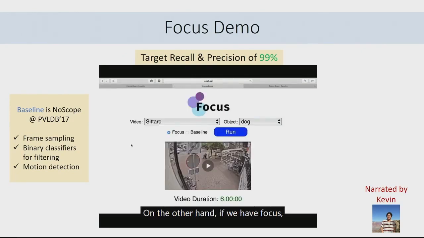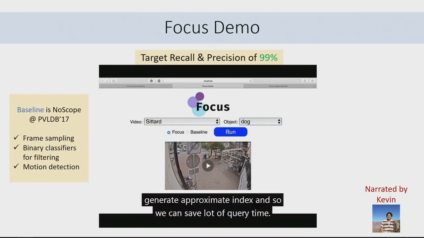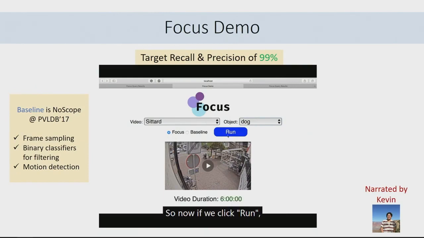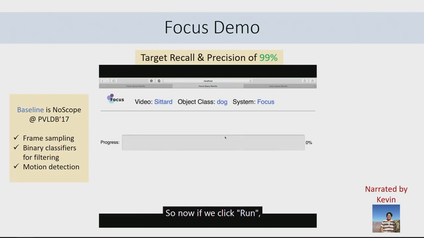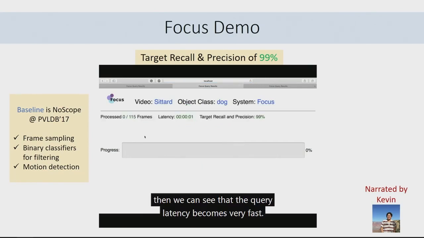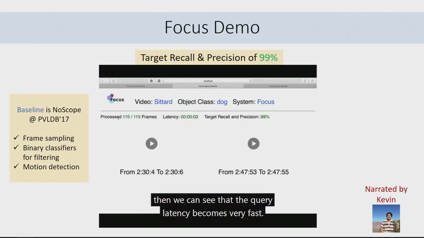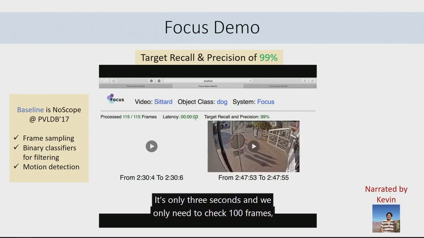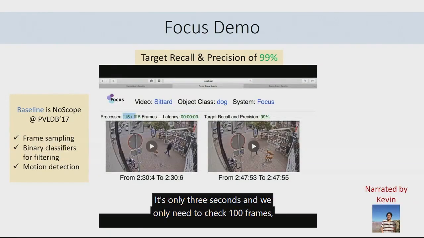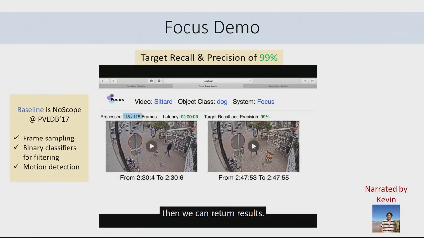On the other hand, if we have Focus, we can do the same query, but now we select that we use Focus, which generates an approximate index, and so we can save a lot of query time. So now if we click run, we can see that the query latency becomes very fast. It's only 3 seconds, and you only need to check 100 frames before we can return results.